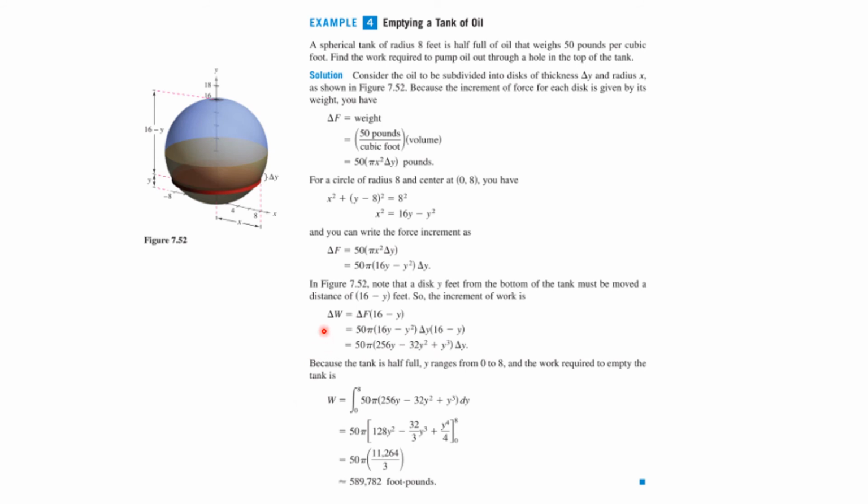So now what we're going to do is take this and integrate it from 0 to 8. And the reason we're doing that is because it's only half full, and we're taking it out the top. So we integrate this. Make sure you follow the integration. We do the calculation, and we get this as our answer. This is a very important example, and I will expect you to be able to do problems like this. So please make sure you understand this one.